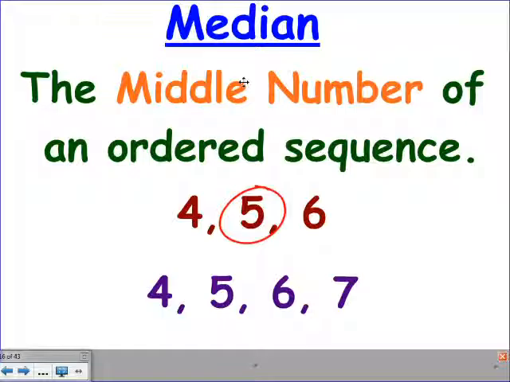So when you get a median question, your first question is, am I dealing with odd numbers or am I dealing with an even set of numbers? If you're dealing with an odd set of numbers, they're a good one because they fold nicely in half and there's one number in the centre.